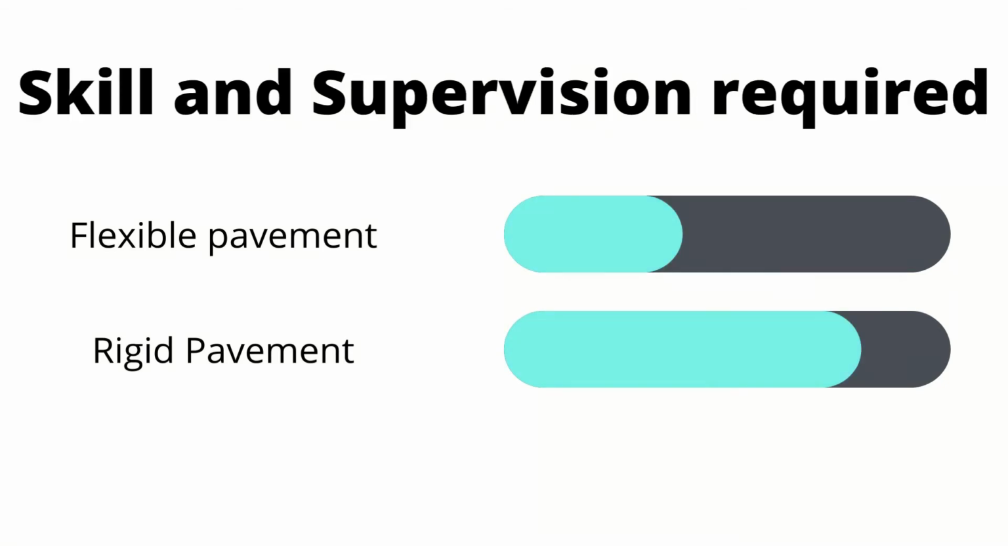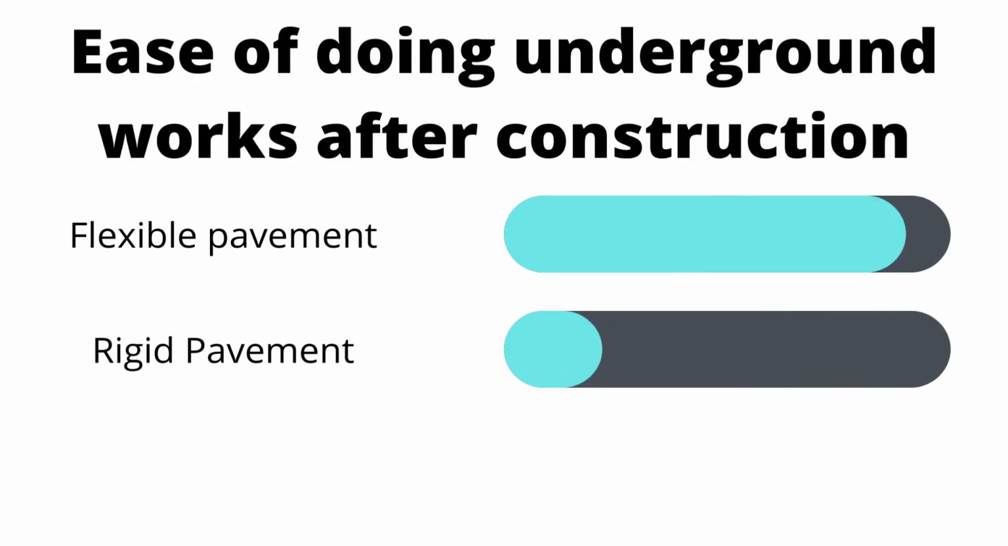Next, we have the skill and supervision required on site. So, in flexible pavement, moderate skill and less supervision is required as compared to rigid pavements. Ease of doing underground work. In flexible pavements, it is easy to lay, locate, or repair underground pipes, whereas in rigid pavement, it is quite hard.